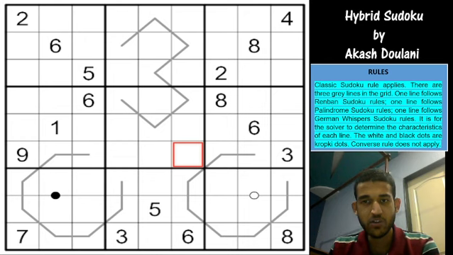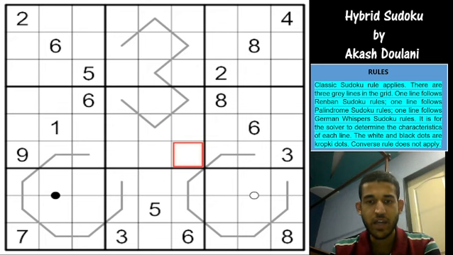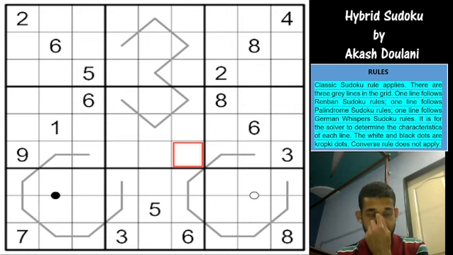Really interesting Sudoku variant, and I know how this Sudoku works exactly because I've solved this already, as I told you guys. And I'll show you guys the most stickiest deduction in the Sudoku later on. So let us start the Sudoku now.